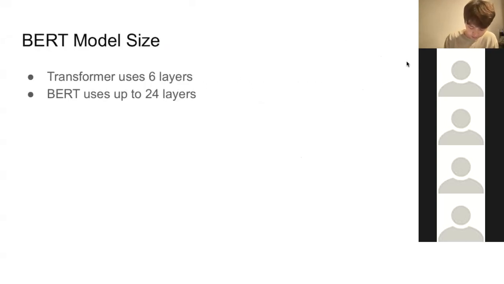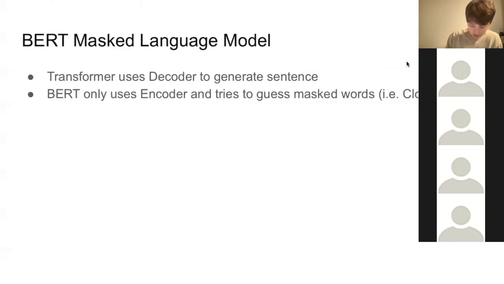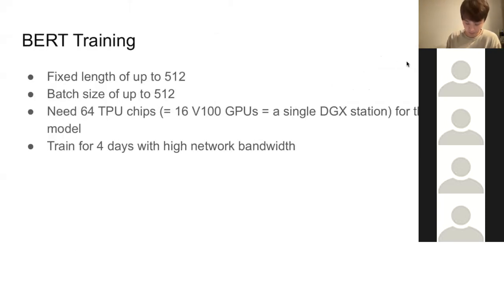BERT model size is much bigger. Transformer uses six layers of transformer. I mean, itself is transformer, right? BERT uses 24 layers. We talked about this: Transformer uses the decoder to generate sentences, but BERT uses the encoder and tries to guess the masked words. This is like a closed test, guessing the masked words. BERT training, instead of using sinusoidal embeddings, just fixes the length up to 512, and batch size of up to 512 too.